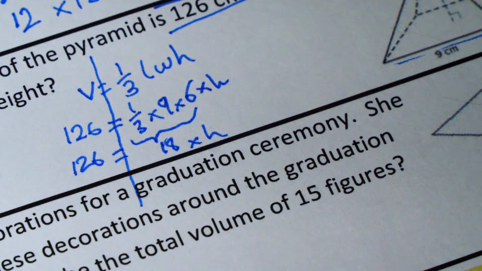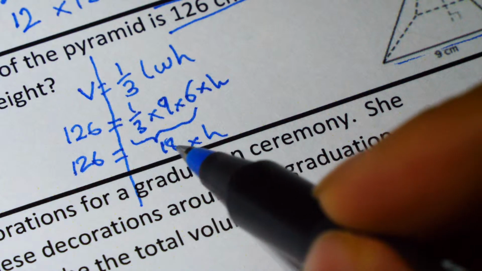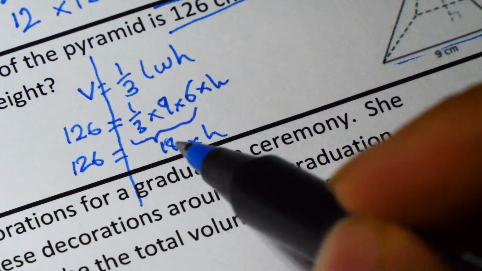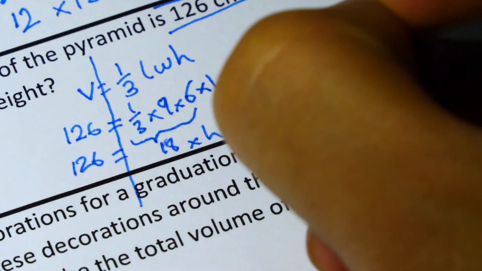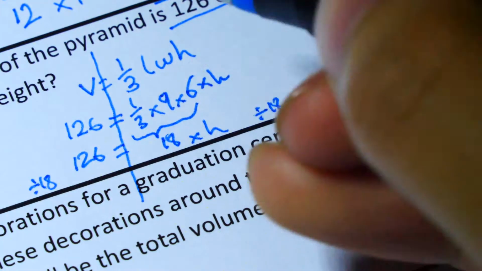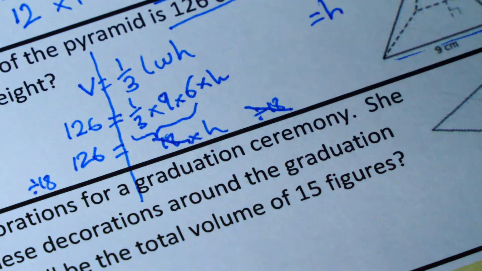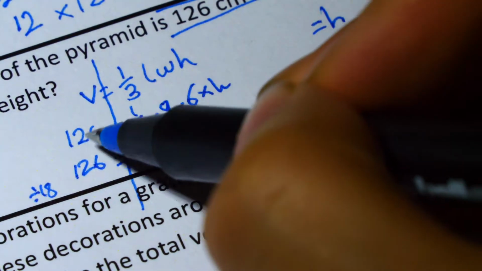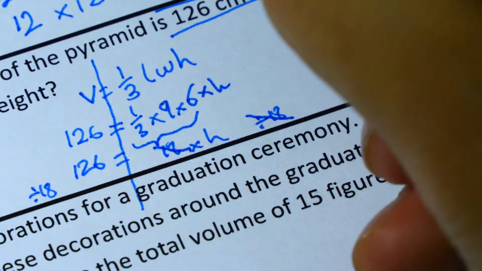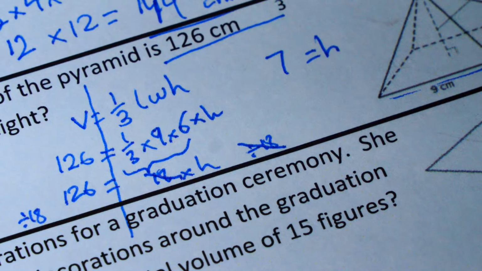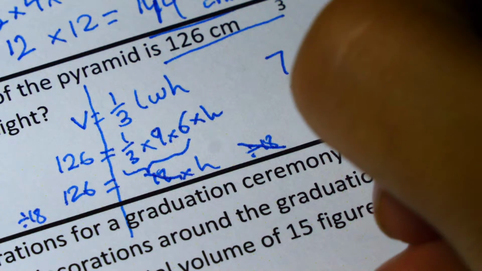So we are solving equations here. This is times 18, so to delete this we have to divide 18 on both sides. Okay, times 18 and divide 18, we just have h. 126 divided by 18 is 7. So the height is 7 centimeters.